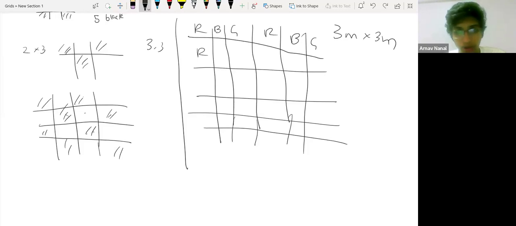So you can see that this sort of coloring works because it is a 3m cross 3m sort of thing.